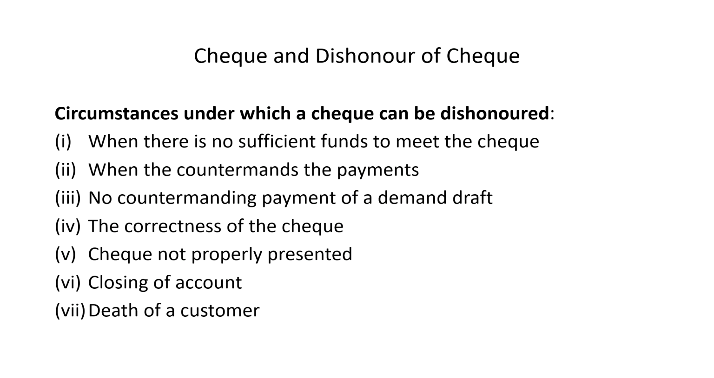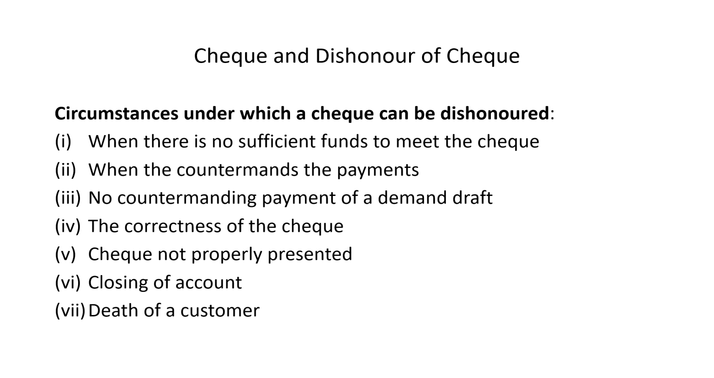The first circumstance is when there are no sufficient funds to meet the check. It is one of the important ones, we will discuss it later when we discuss section 38, but that means there is no sufficient fund. This is one of the grounds on which the check can be dishonored. The second one is countermand of payment, that means the customer might issue a check and then send a notice to the banker not to honor it. The third one is no countermanding of payment of a demand draft. As we know, a demand draft is already issued to someone, and once the draft has been issued, it cannot be withdrawn unless the person in whose favor the draft has been made is asking.